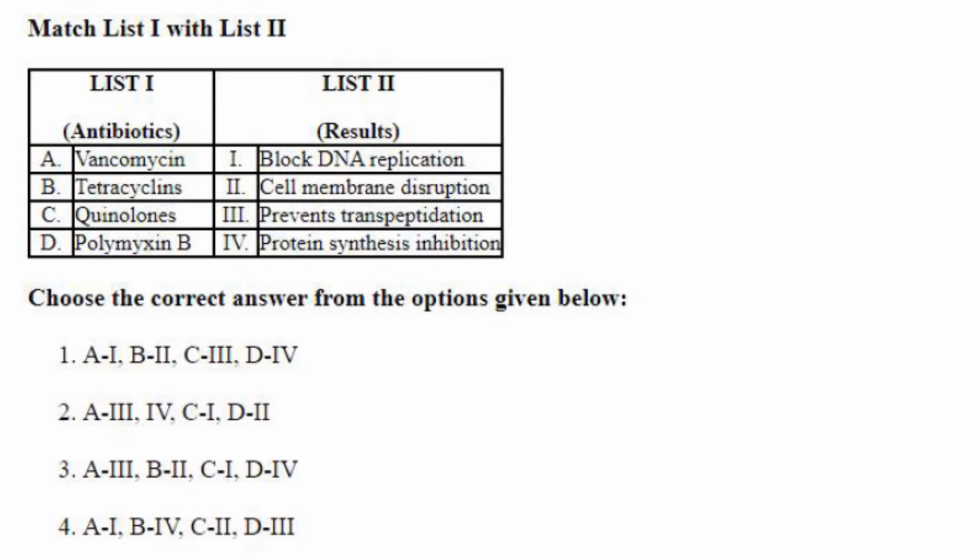Then antibiotics and their result. So vancomycin, it prevents transpeptidation, A3. Then tetracyclines, they block, or I can say they prevent protein synthesis, B4. Quinolones block DNA replication and polymyxin B causes cell membrane disruption. So the answer here is option 2, A3. They have forgotten to mention B over here. Here it should be B, B4. C1 and D2. That was a printing mistake.